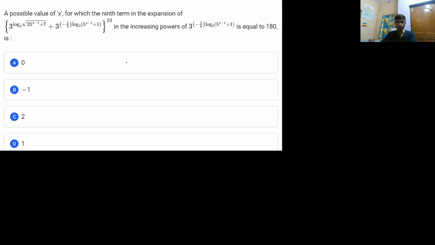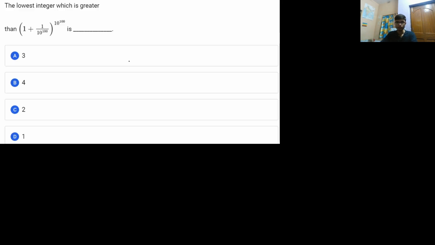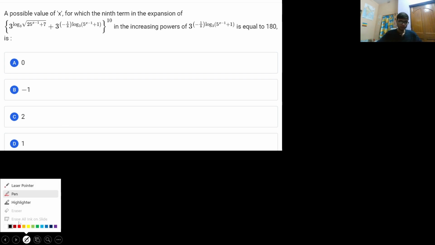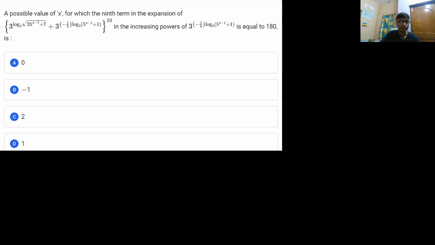So with this, let us move to the last problem. Oh, sorry, the second last problem. All right, this problem is again a very interesting problem if you know the base changing formula of log, that is a raised to the power log of n base m.